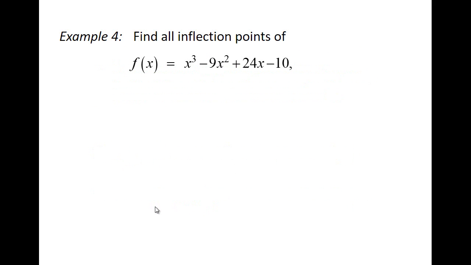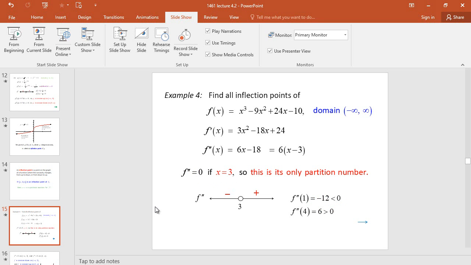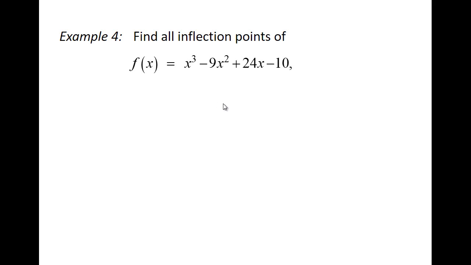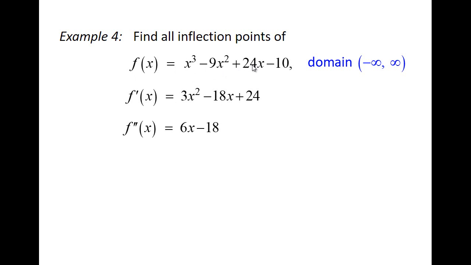Okay, so here is example 4. Let's say I want to find the inflection points of the following function. This is a cubic polynomial. To find the inflection points, we have to first find the first derivative. The domain is obviously all real numbers because it's a polynomial. The first derivative would be 3x squared minus 18x plus 24, and the second derivative would be 6x minus 18.